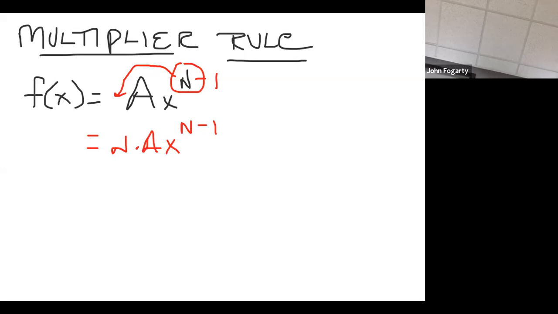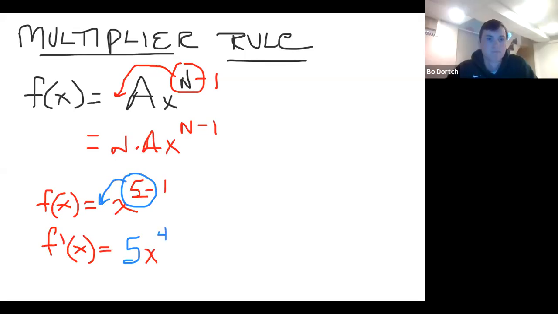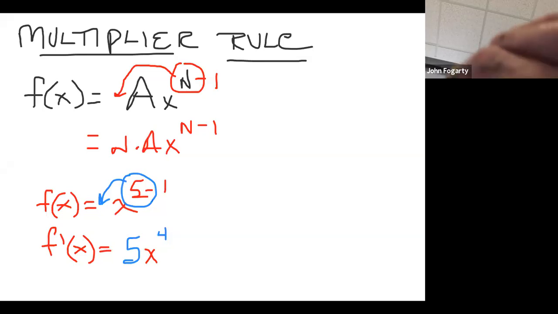So for example, if you did x to the 5th, and I said, what's f prime of x? Well, what would you do? You would take the 5 and move it out front. What's 5 times 1? 5. And then what's 5 minus 1? 4. Agreed?